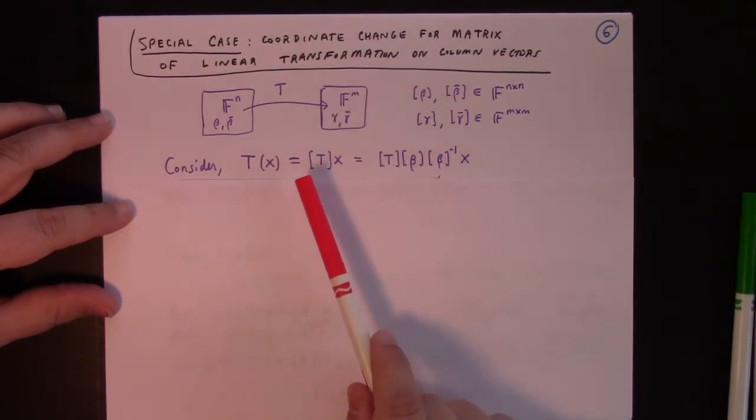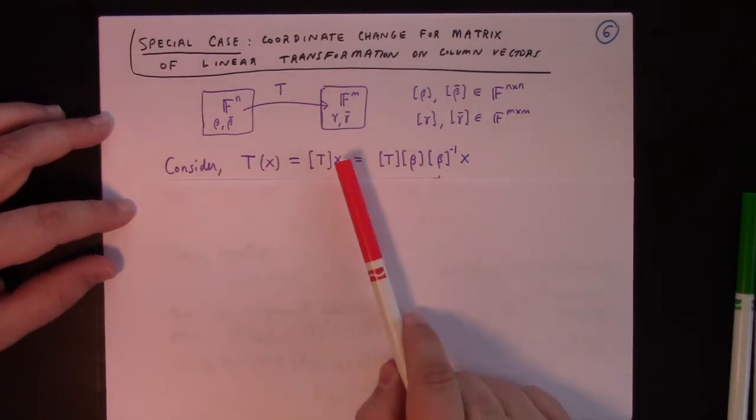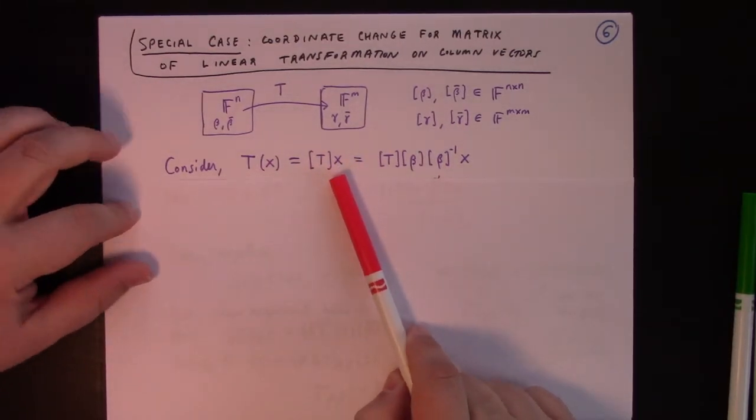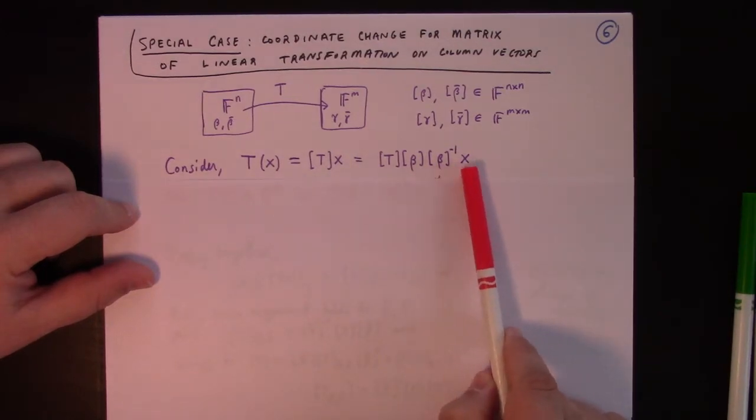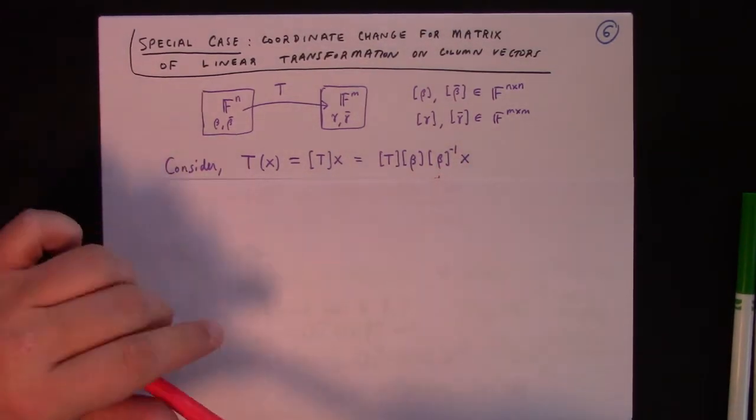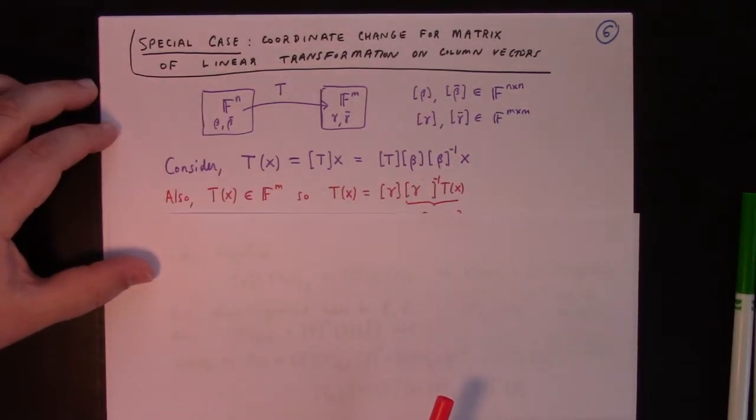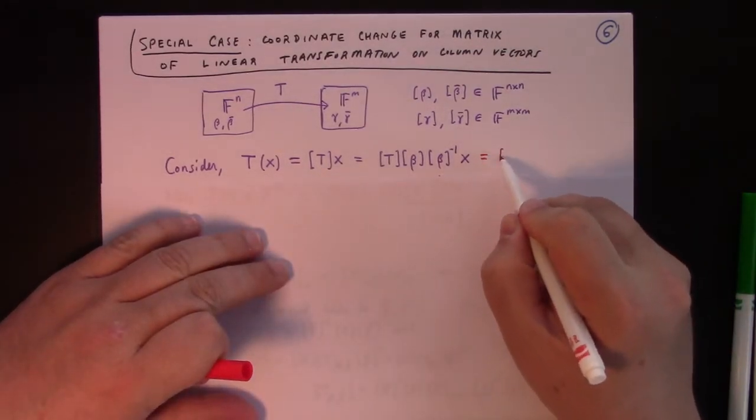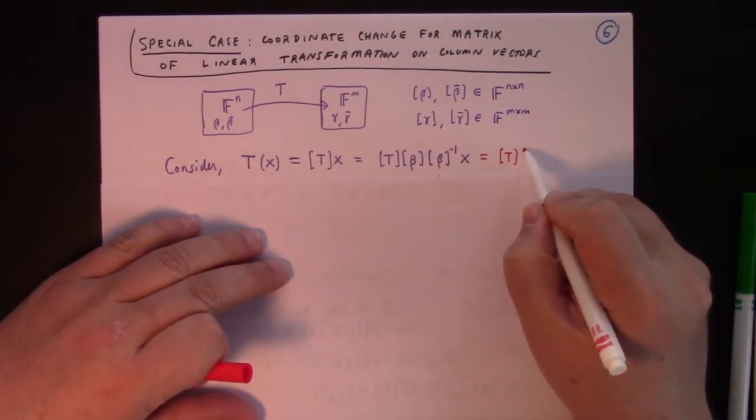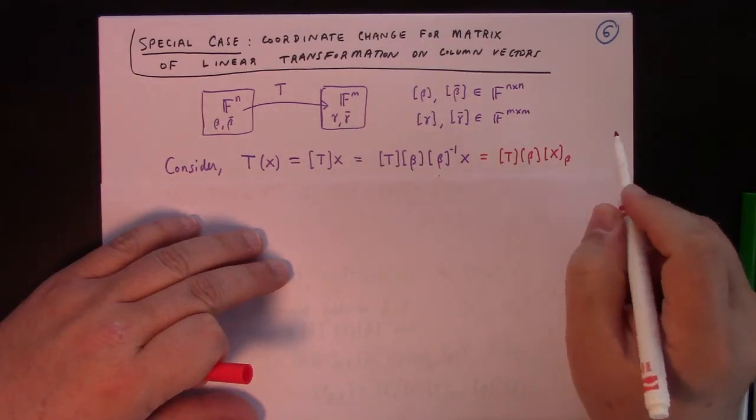But here, T of x is equal to the standard matrix of T times x. And of course, we can insert beta bar and beta bar inverse like that. You recognize at this point that that's the coordinate vector of x, right? So let me write one more step here. This is actually equal to the standard matrix of T times the beta matrix times the coordinate vector of x with respect to the beta basis, right?